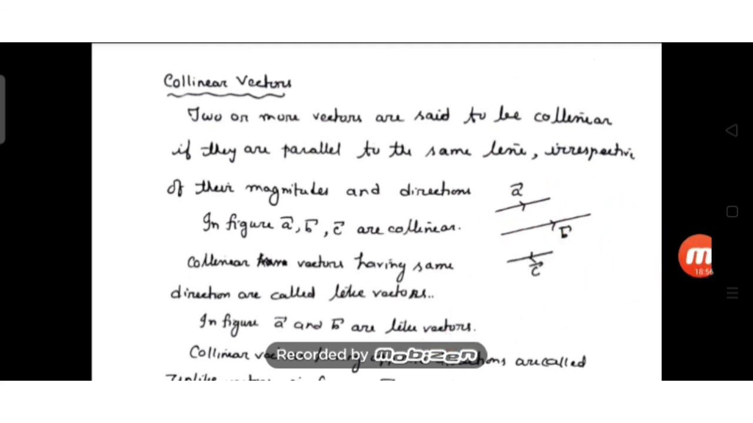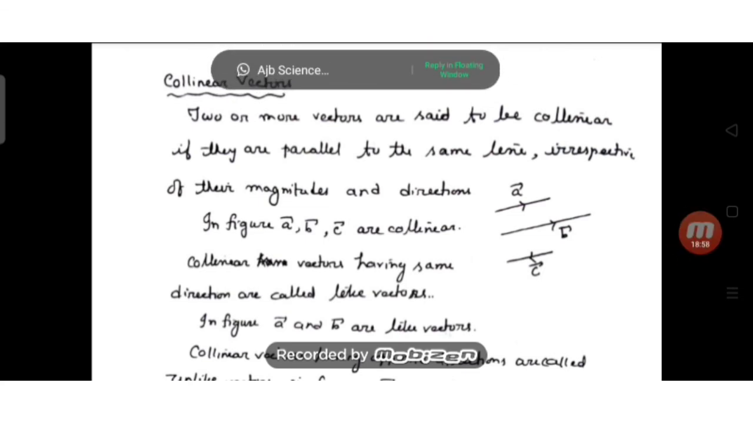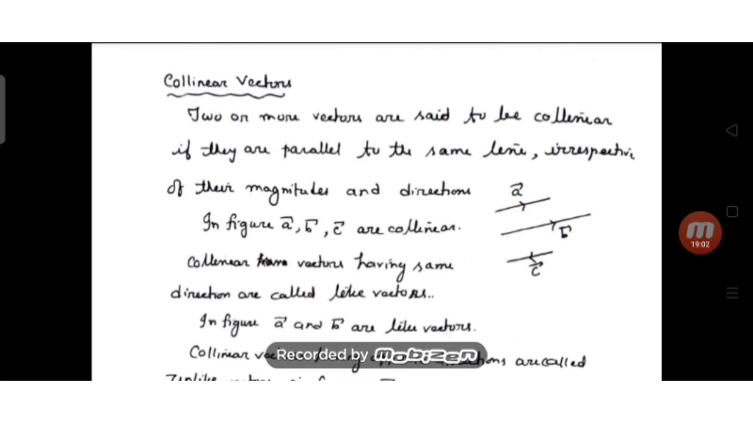In that case, they are said to be collinear. So for collinear, they only have to be parallel to the same line, irrespective of the magnitude and direction. This is very important. Magnitude need not be the same, direction need not be the same; what is required is that they are parallel to the same line. So in the figure, A bar, B bar, C bar are collinear.